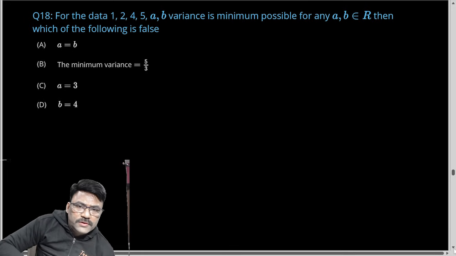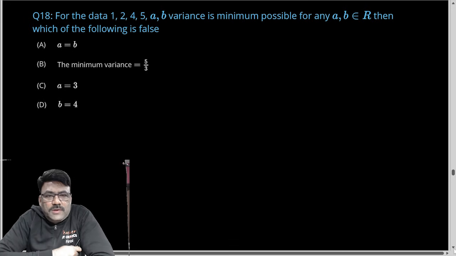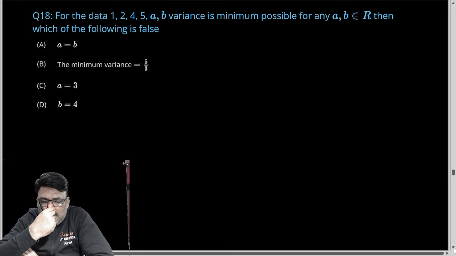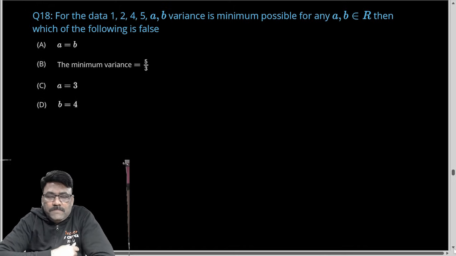Here, this question is from statistics. So you are given 5 observations here, 1, 2, 4, 5, a, b. And you have to minimize the variance. The variance is minimum. So then which option is false here? For minimum variance, which of the following is the false option?